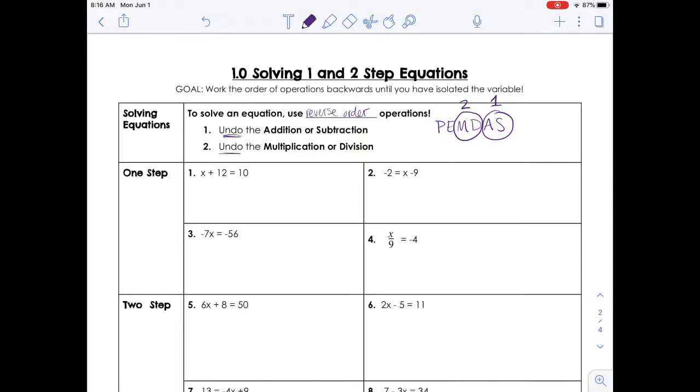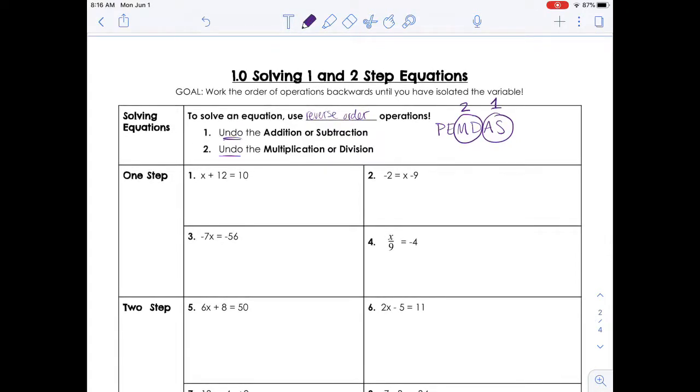So let's just practice. Number one. First, we look for addition and subtraction. There's some addition and subtraction, and I'm going to ask myself, how do I get rid of plus 12? Well, the opposite of addition is subtraction, so I'm going to subtract 12 on both sides. Whatever I do to one side, I must do to the other side of the equals. 12 minus 12 is going to be 0. So I'm going to be left with x on this side, and 10 minus 12 is negative 2. So our answer is x equals negative 2. So notice we're just trying to isolate the variable here.